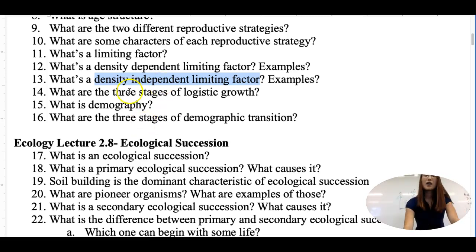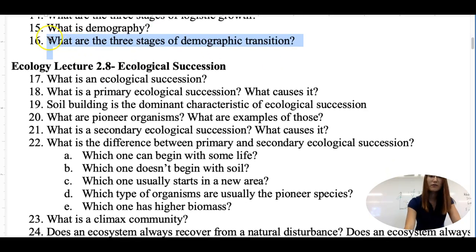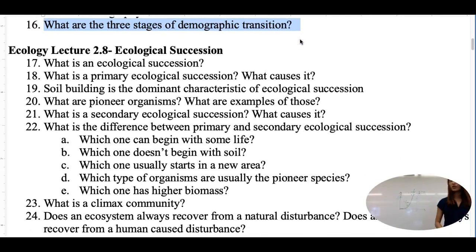Okay. The last one over here, people also have some questions about this. This is called 3 stages of demographic transition. So the 3 stages of demographic transition goes like this. You have high level of birth and death. So whenever you have a population, this is what you start with. Well, we're talking about people specifically. We have high level of birth and death.